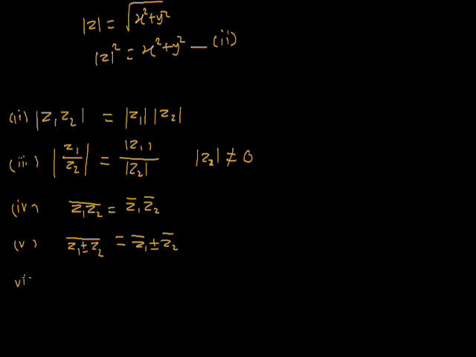Now the sixth property, similarly, z1 upon z2 whole conjugate is exactly equal to z1 conjugate upon z2 conjugate. But the necessary condition is z2 is not equal to 0. So we can use these properties to solve sums.